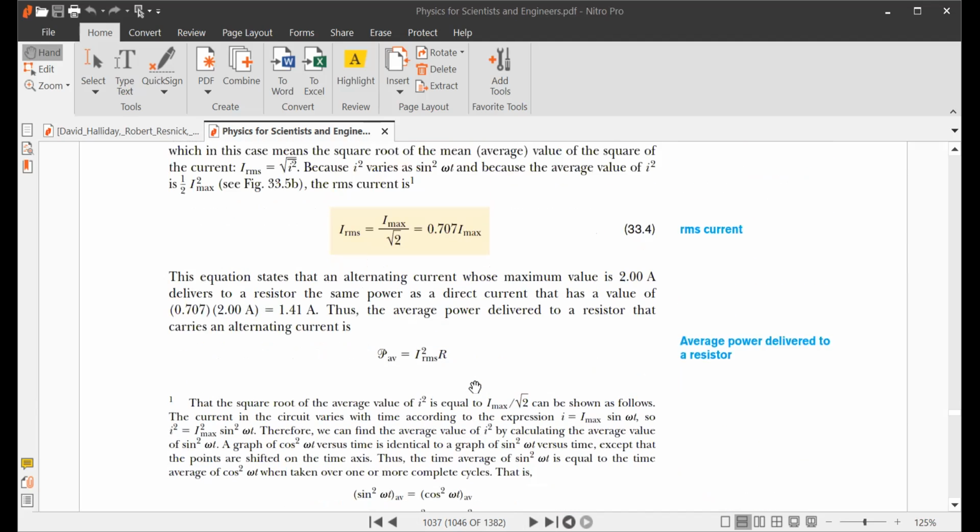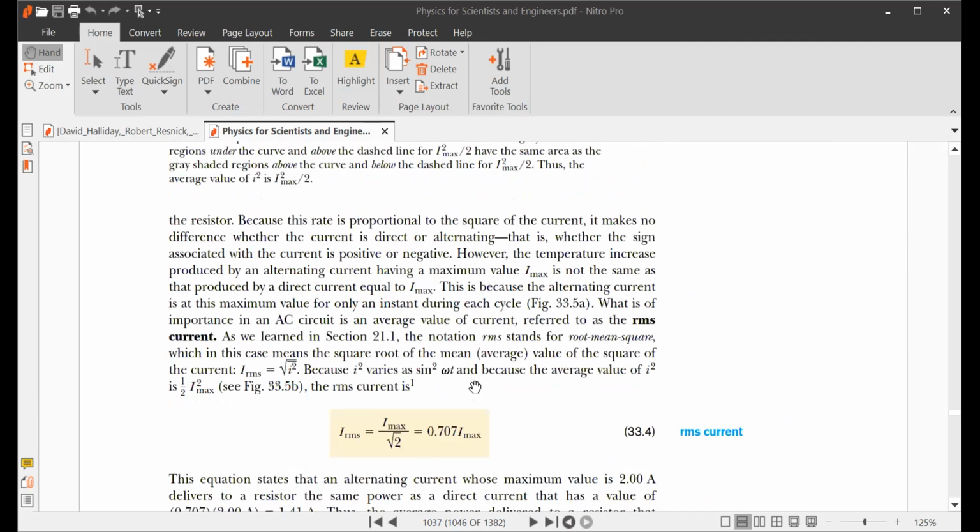This is RMS, root mean square. Root mean square is E or I squared, average, and square root. Root mean square: you have to square, then average, and then take the square root. This one.